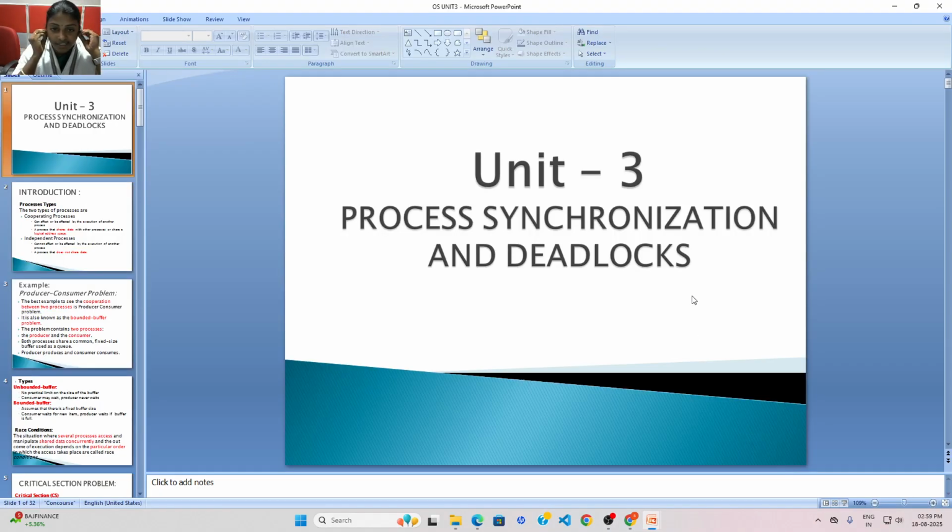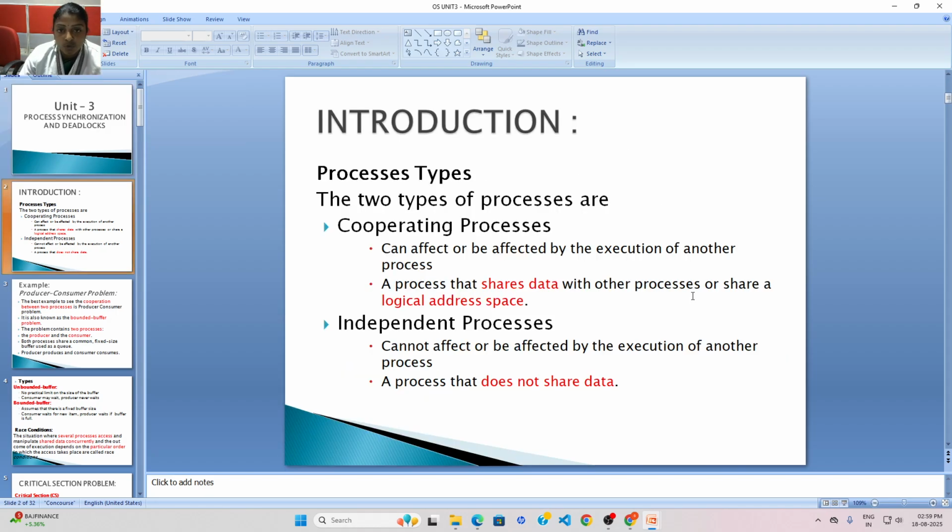Next, we have to discuss Unit 3: process synchronization and deadlocks. First one, what is process synchronization? What is a process? The job will be scheduled, the job will be executed, the job will be processed to execute. These are about process synchronization. Synchronization is nothing but whether the process will be executed or not. That's the purpose of synchronization.